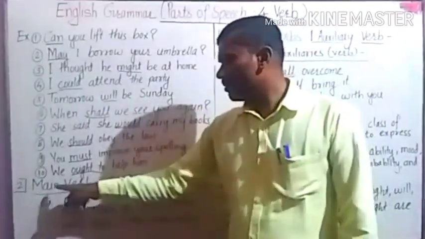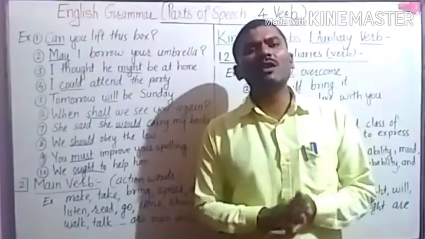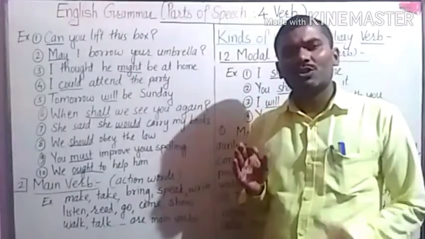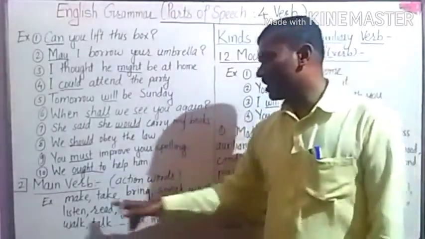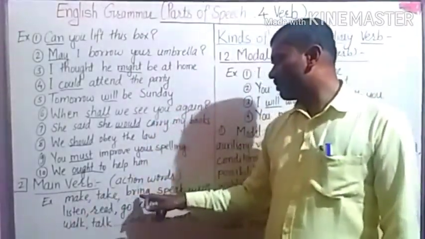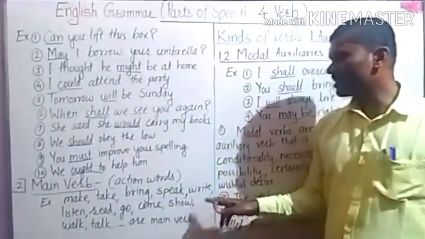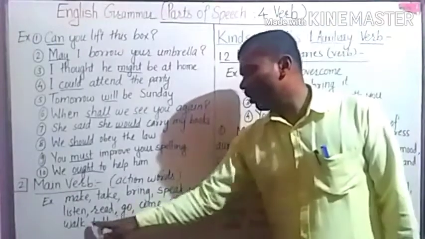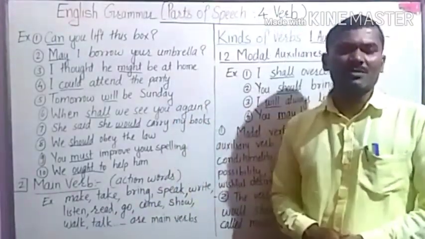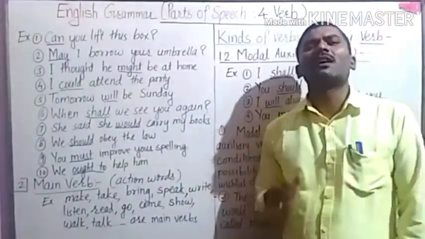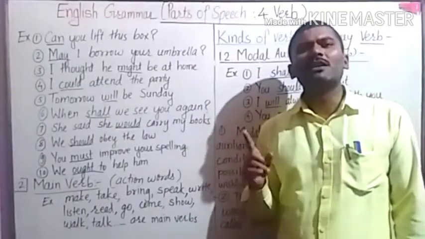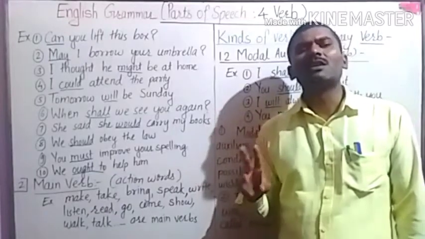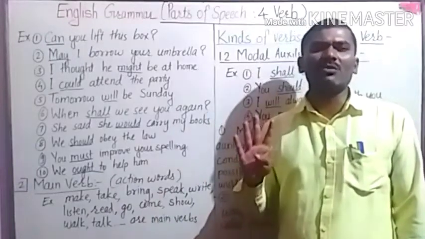Kind second, main verb. Main verbs are action words. They are used to show the actions. For example, make, take, bring, speak, write, listen, read, go, come, show, walk, talk are main verbs. These main verbs are further classified into 4 types: transitive verbs, intransitive verbs, regular verbs, and irregular verbs.